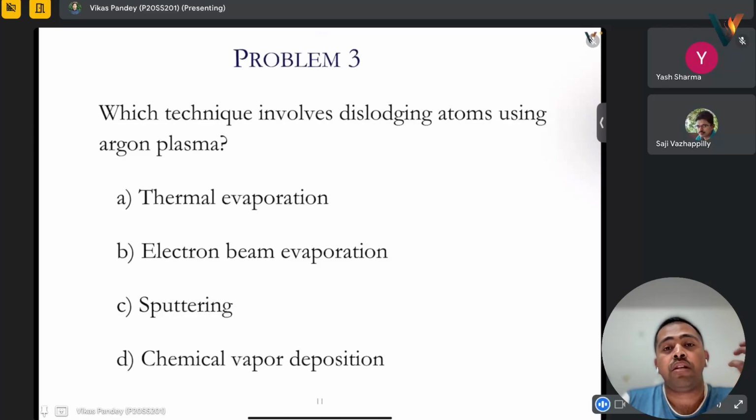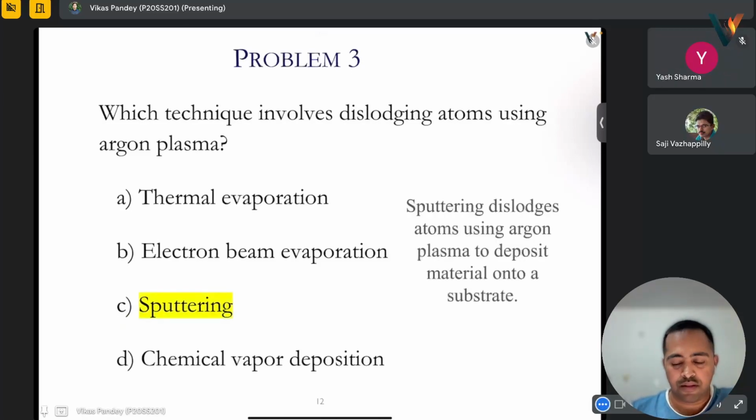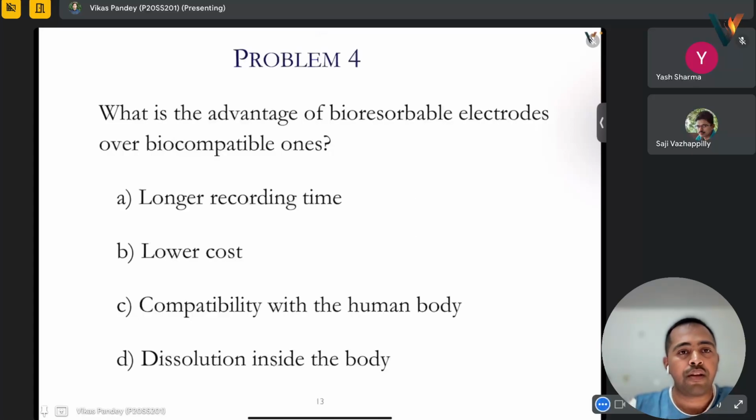Which technique involves dislodging atoms using argon plasma? Thermal evaporation, electron beam evaporation, sputtering, or chemical vapor deposition? Sputtering. Fine. What is the advantage of bioresorbable electrodes over biocompatible ones? We have learned about biocompatible ones earlier, right? That it should not be attacked by our immune system. Now we have talked about bioresorbable electrodes. So what is the advantage of bioresorbable electrodes over biocompatible?